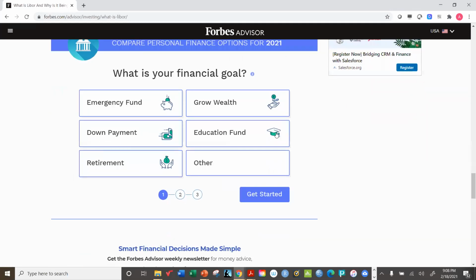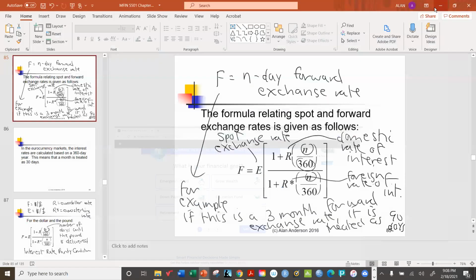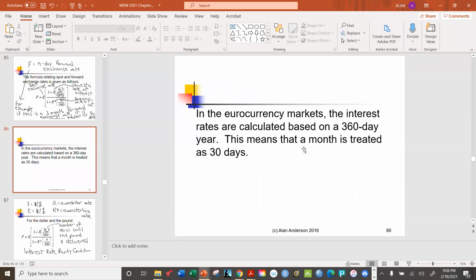Okay. All right. Anyway, so I guess we don't know just yet, but let's assume that we'll continue to use a 360-day convention, which again means that when it comes time to calculate your interest, you're going to pretend that each month has 30 days and each year has 360 days. So therefore, a 90-day forward exchange rate would mean that this ratio, 90 over 360, is exactly 0.25, or a quarter of a year.